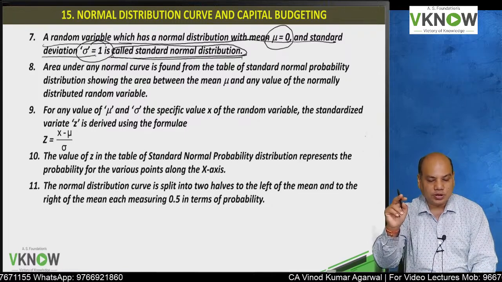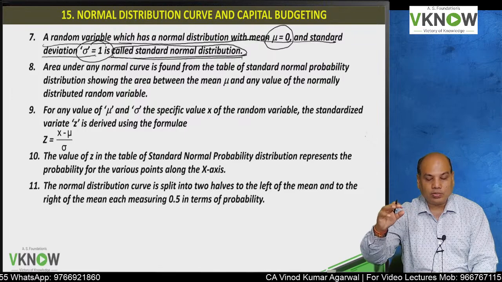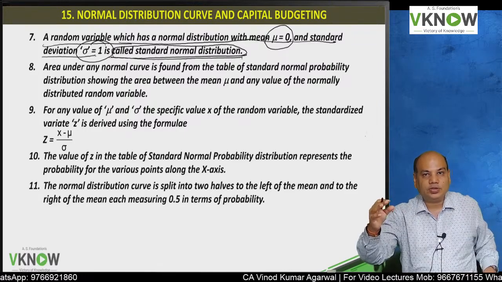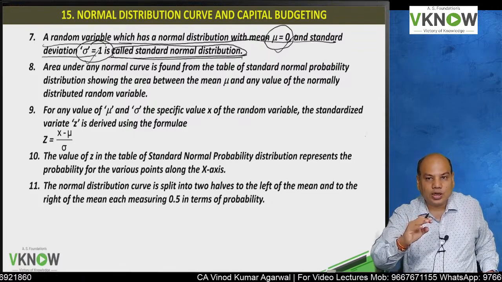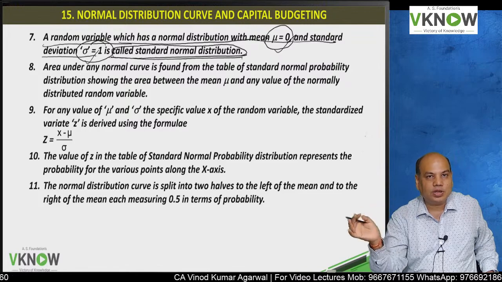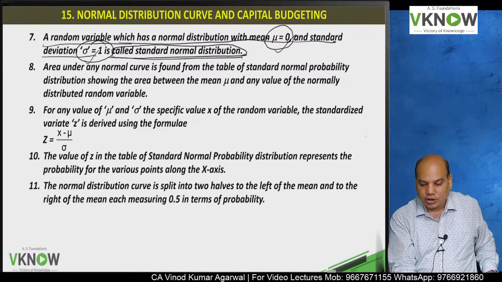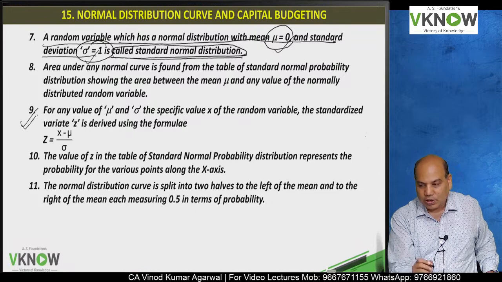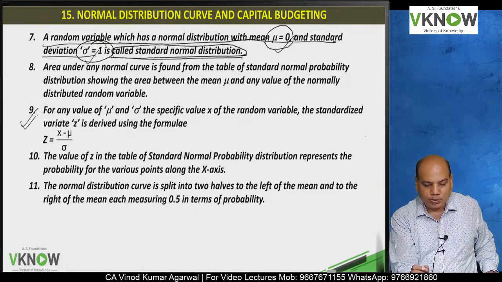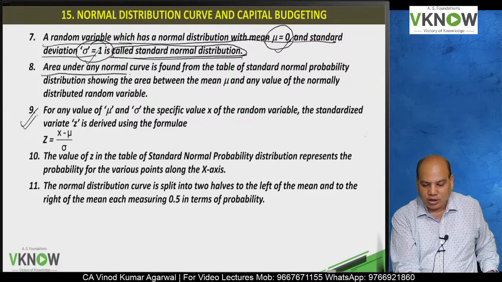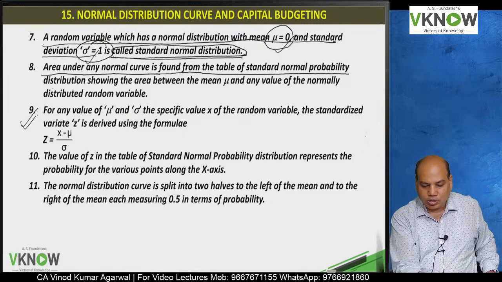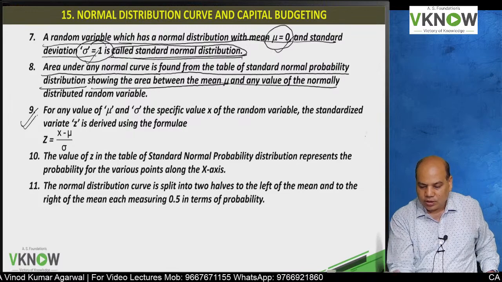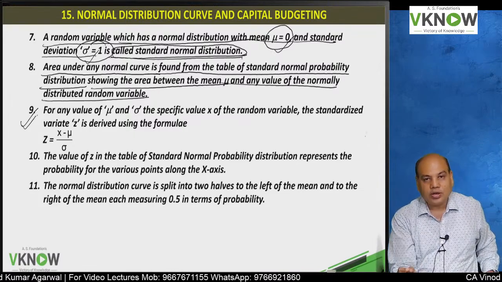That table that you saw just now deals with the standard normal distribution, but every distribution will not have mean 0 and sigma 1. So you have to convert them into standard normal distribution by applying this formula. Before that, point 8. Area under any normal curve is found from the table of standard normal probability distribution, showing the area between mean mu and any value of the normally distributed random variable.